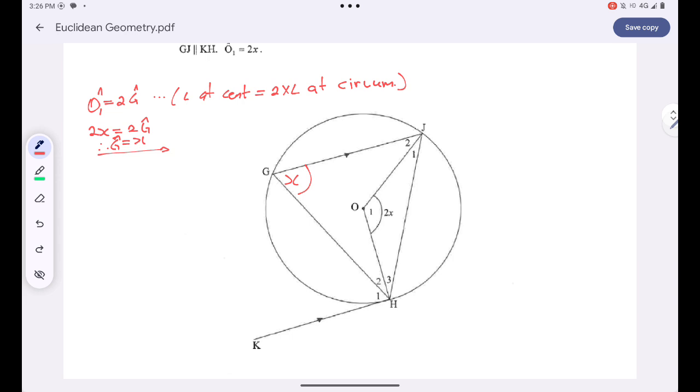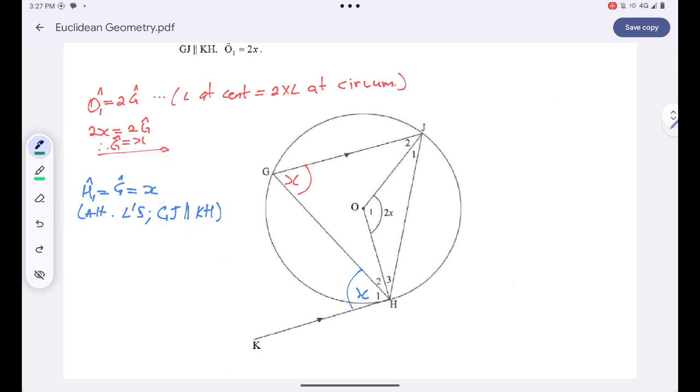Okay, since we are told that the lines are parallel over there, we can therefore conclude that angle H1 is equal to angle G. That means H1 is also equal to x. Why is angle H1 equal to G? Because we have alternating angles. And these angles are alternating because line JG is parallel to line KH. Are you together? So we have another x over there.